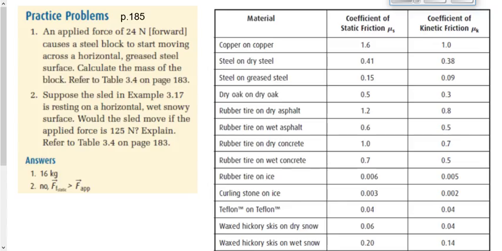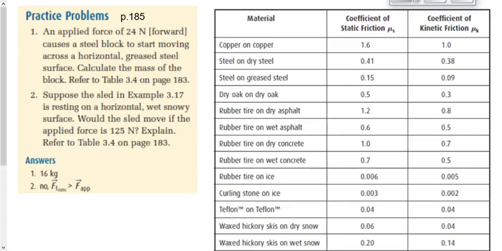All right, first question says an applied force of 24 newtons forward causes a steel block to start moving. Let's assume that it just barely gets it moving. If it just barely gets it moving, then that means we've just barely exceeded the 100 Newton maximum force of static friction on Jacob's desk, right? Poor Jacob keeps having to move his desk back 20 times today. This is the maximum possible force of static friction. I've barely exceeded it. I've caused it to barely start moving.